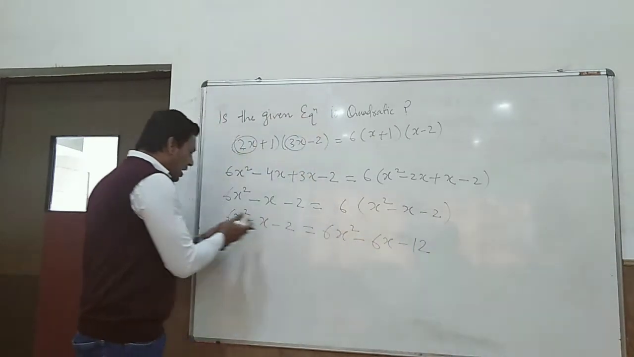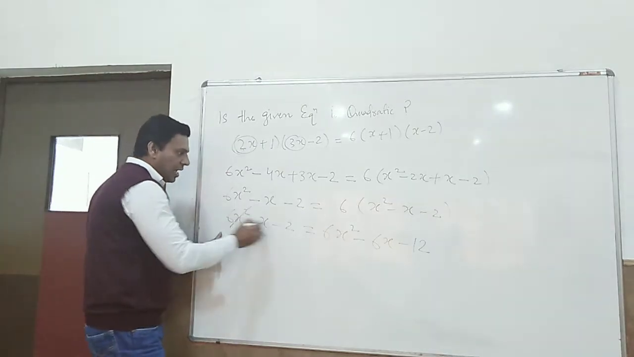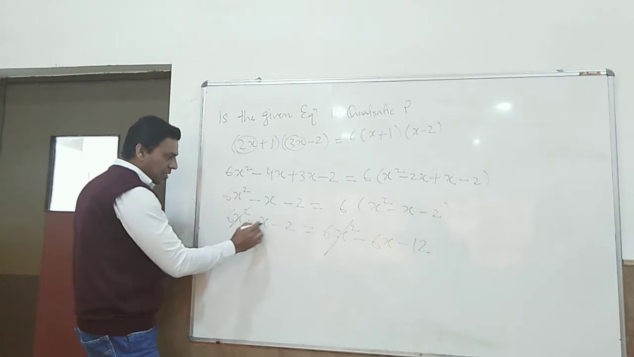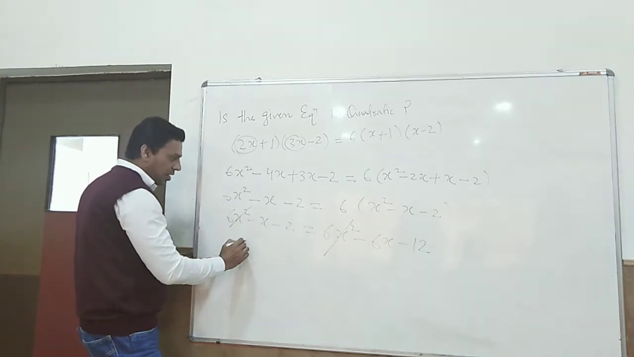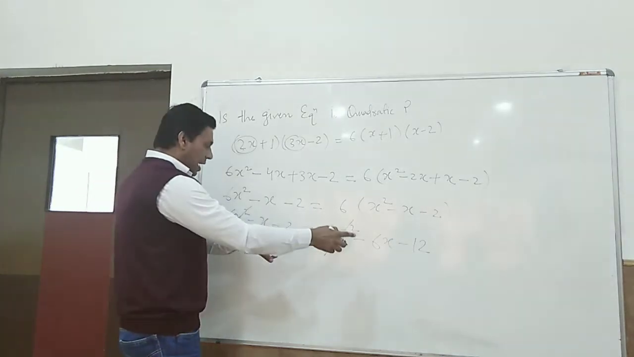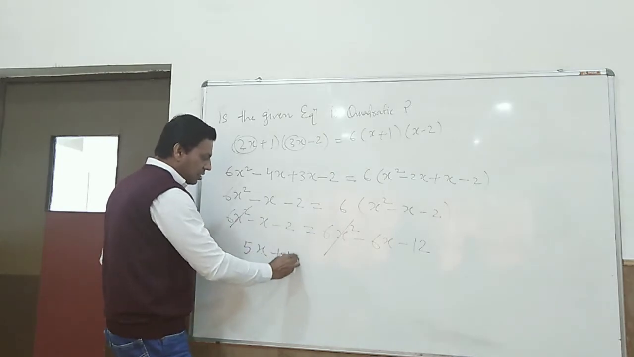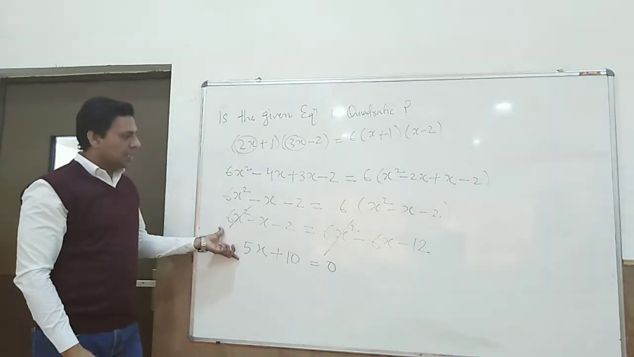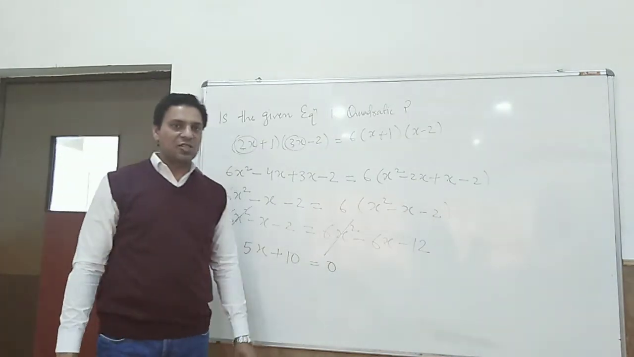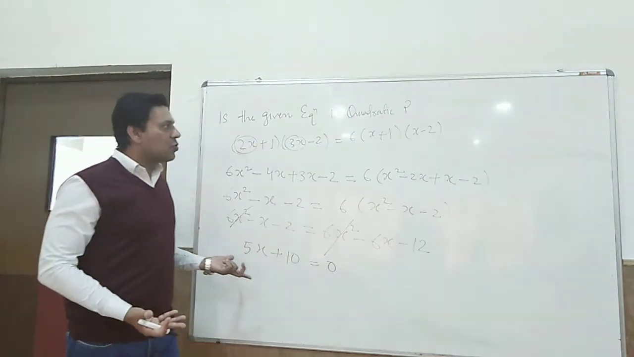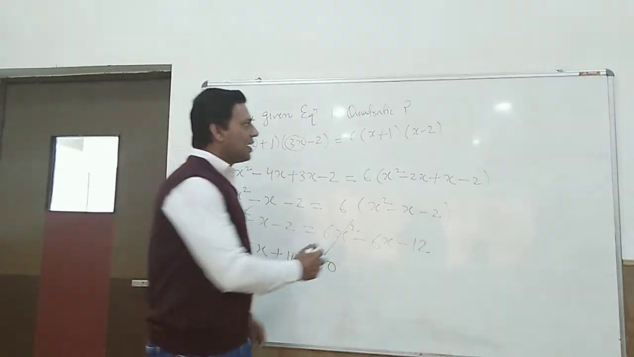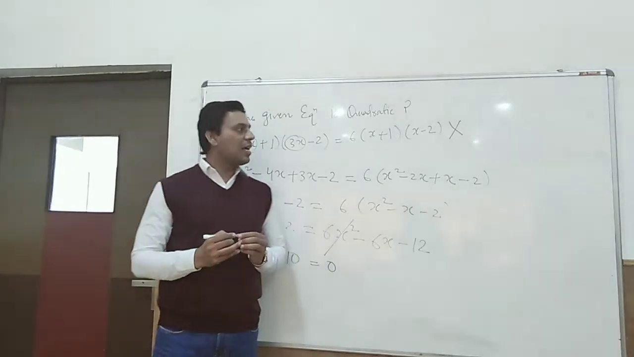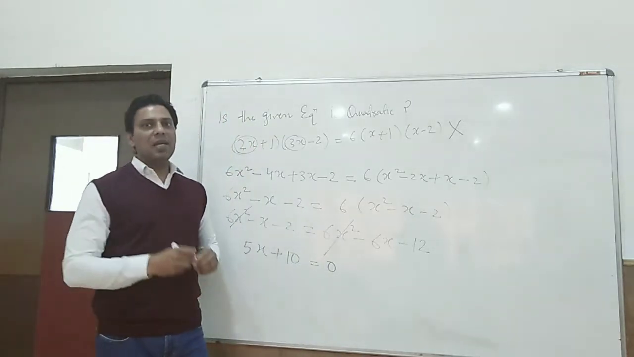So 6x square on left hand and right hand side both can be cancelled out. So we will bring 6x here. So 6x plus 6x, it is 5x, and minus 12, it is plus 10, and equal to 0. Finally, the expression is not having x square. So there is no x square in the expression. So the given expression is not a quadratic equation. Okay, so now we'll take more examples.